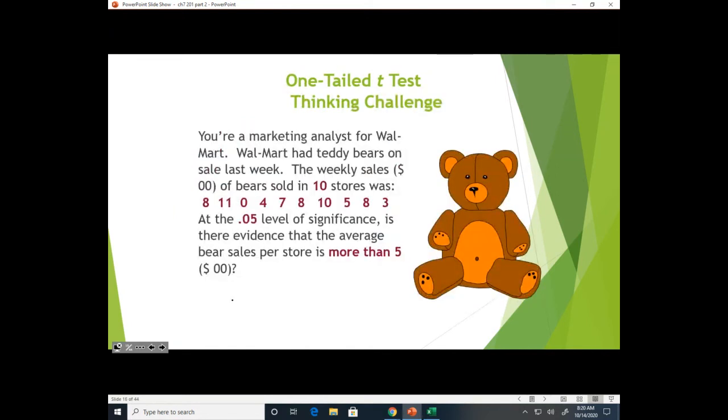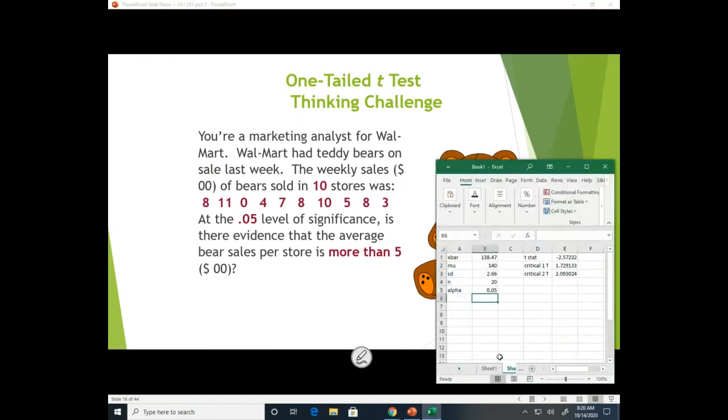All right, so in the examples we've done so far, we were given the sample mean and the standard deviation. So what happens if you're given an array of data, which will be more likely in the real world? So what we will do is input this data: 8, 11, 0, 4, 7, 8, 10, 5, 8, 3. So let's see, got all 10 values in there.